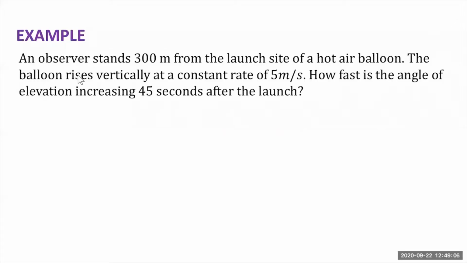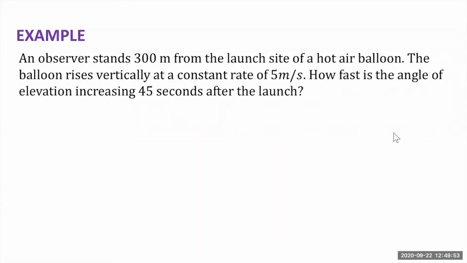Example: an observer stands 300 meters from the launch site of a hot air balloon. The balloon rises vertically at a constant rate of 5 meters per second. How fast is the angle of elevation increasing 45 seconds after the launch?